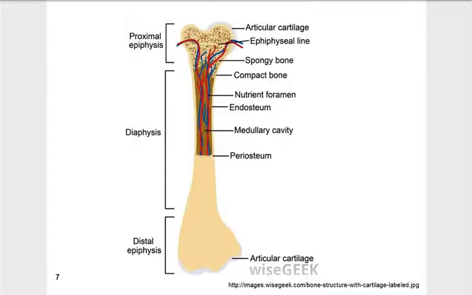Just a refresher. I know we all know our anatomy, but this is just a bone, and then you have the cartilage there. So again, this is more of an FYI than anything else.